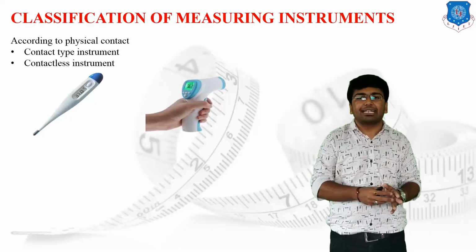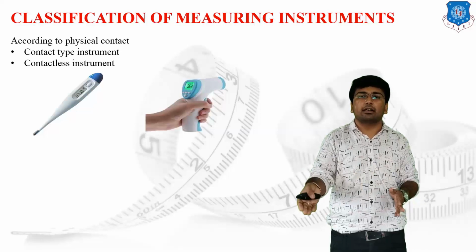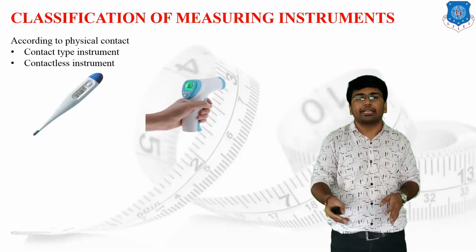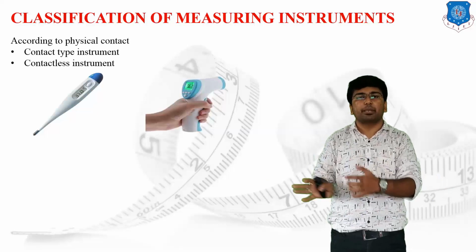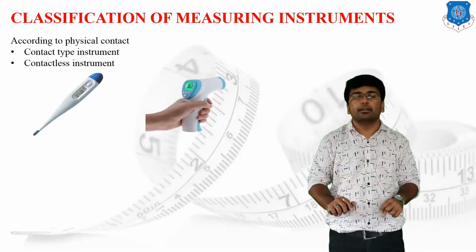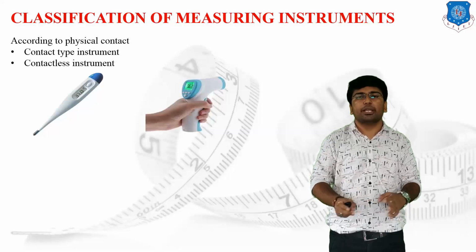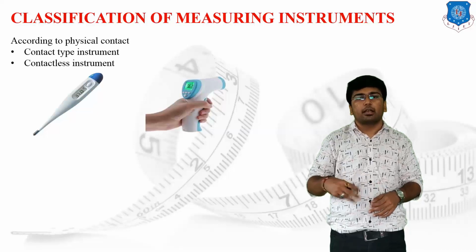So this is the basic classification of measuring instruments, in which we have categorized the measuring instruments into different categories, so we can make sure that each and every category has been placed properly, and we can select the instrument as per our requirement. So today we have discussed the basic classification of measuring instruments.